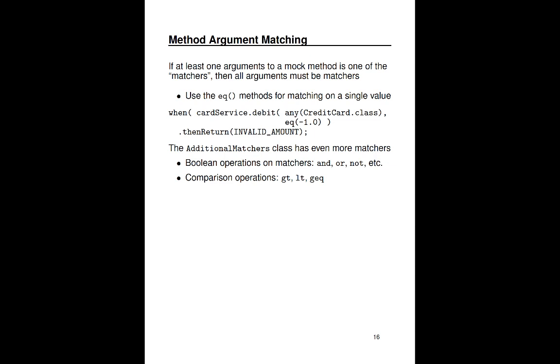Matchers are a really important and powerful part of the Mockito API. And there's a class called AdditionalMatchers that gives you even more of them. You can combine matchers using Boolean operations. So you can say, match anything that is greater than 0 and divisible by 5.